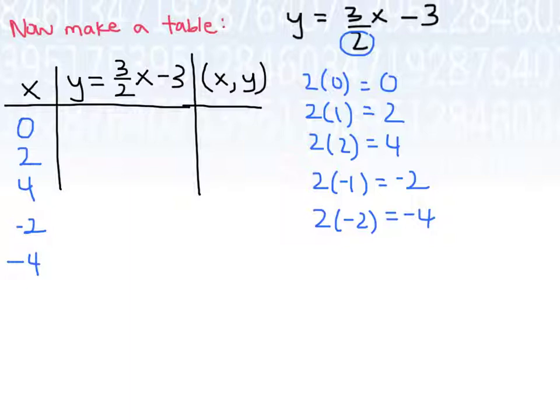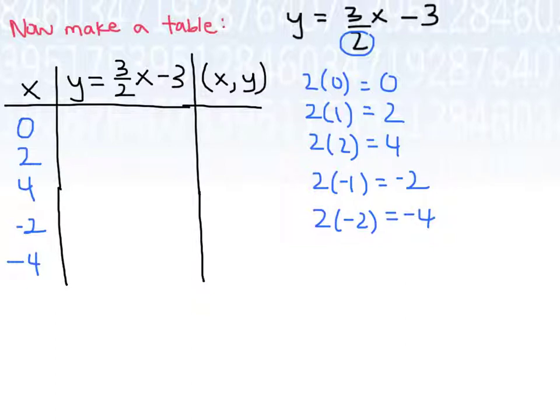You're welcome to choose more multiples of 2 to fill in for your x. But really, I believe if we have this many x values, 0, 2, 4, negative 2, and negative 4, that'll give us enough ordered pairs to see the pattern so that we could actually draw our line. So let me just lengthen the lengths of the columns.